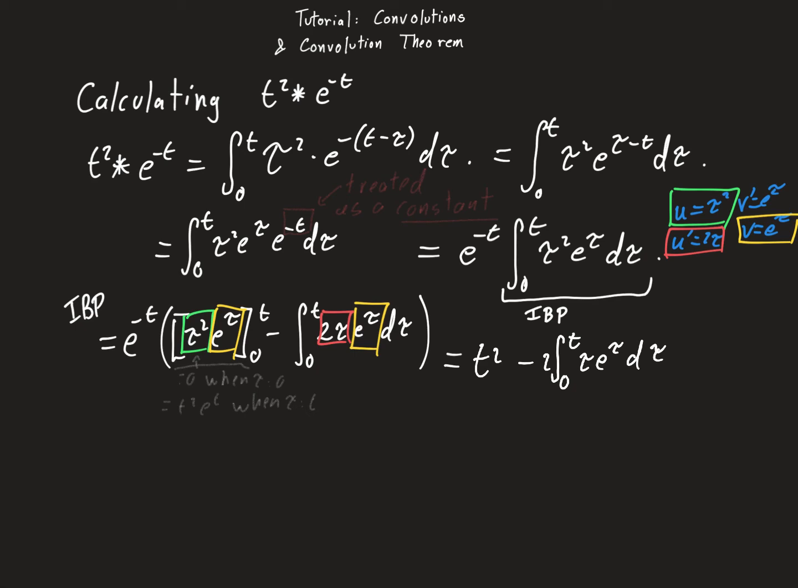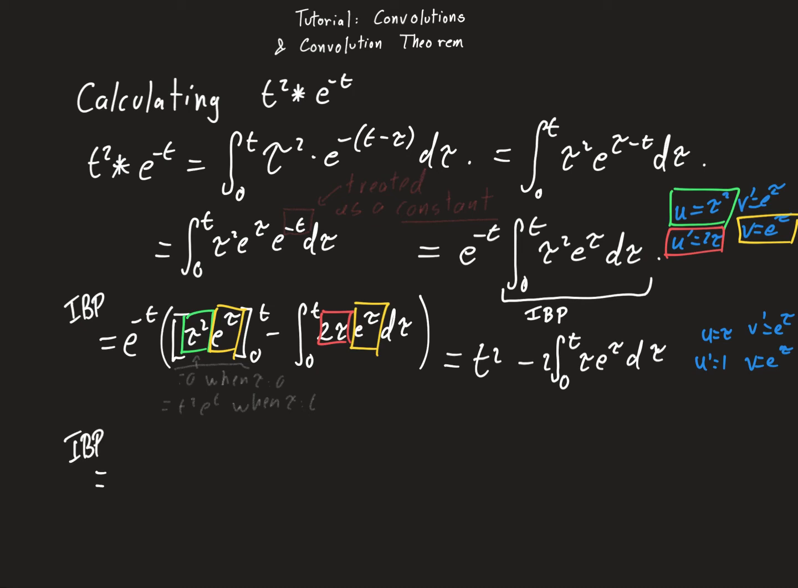And I'm going to use integration by parts once more. This time u is going to be tau, u prime is going to be 1, v prime again is going to be e to the tau, and that means that v is going to be e to the tau as well. Okay, so once more by integration by parts.